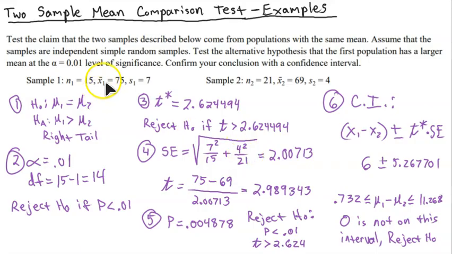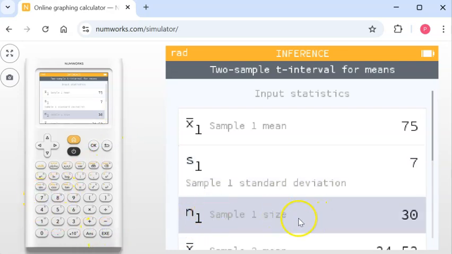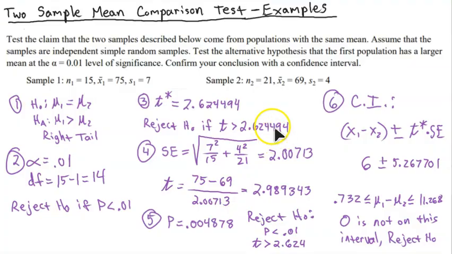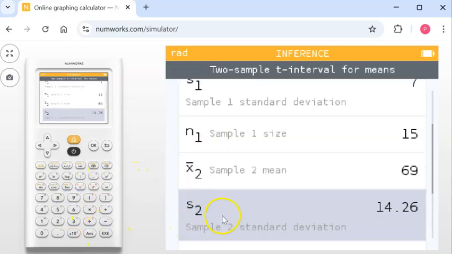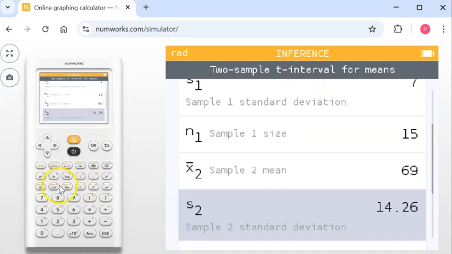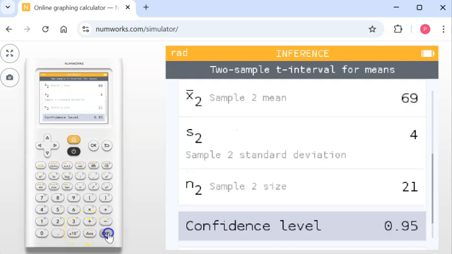S1, that's the standard deviation. Well, that's right here. That's 7. Great. N1, the sample size from sample 1, that's right here. That's 15. X bar 2, that's the other sample mean. That's 69. So we'll put 69 in here. Sample 2 standard deviation, yeah, we have that. That's 4. Put a 4 in. And look, the sample size from sample 2, we have that too. That's 21. Okay, great.